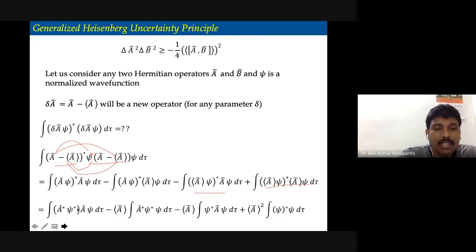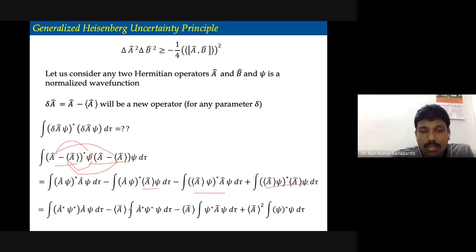A star psi star, and A psi d tau minus, and from here I am going to make a small modification. In this integral, you can see there is an expectation value of the operator A. The expectation value of any operator is a real quantity. It is going to be some number, and integration will not affect the expectation value, because it is a real quantity.